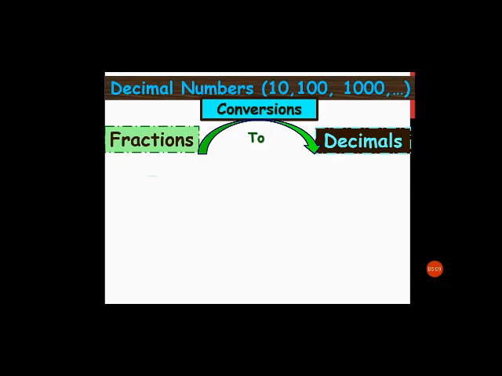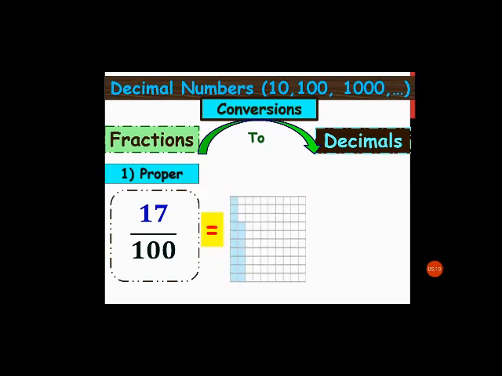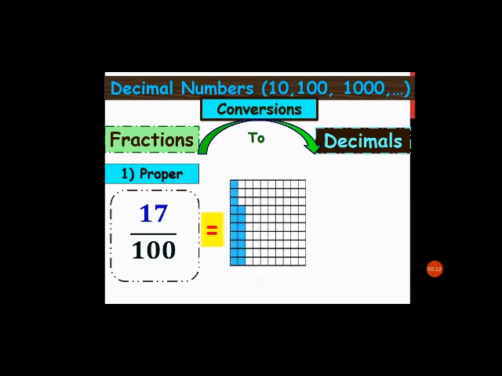Another example for the proper fraction, when I have 17 over 100. So if I want to represent this in terms of shapes, if we have 100 parts of one whole, and I chose 17 parts, 17 shaded or blue parts out of these 100 parts. So it's 17 over 100. How to transform this into decimal, or how to represent this in terms of decimal number?